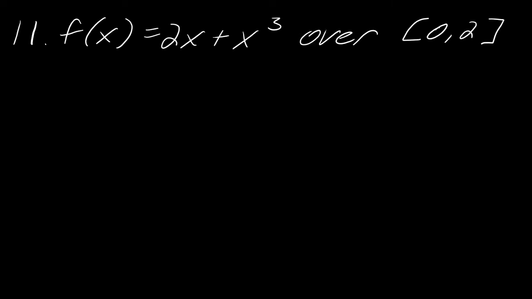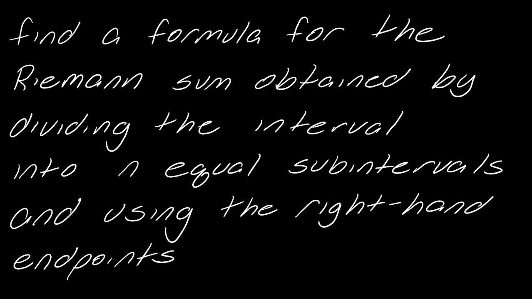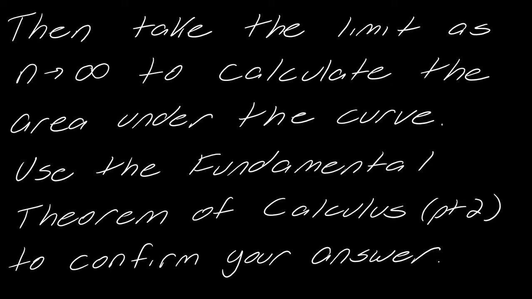Okay, so for this problem, same direction as before, we need to find a Riemann sum. Let's see, I'll just show the directions. Find a formula for the Riemann sum obtained by dividing the interval into n equal subintervals, and then use the right-hand endpoints. And then we take that formula, we take the limit as n goes to infinity, and then we use the fundamental theorem of calculus to check our answer.